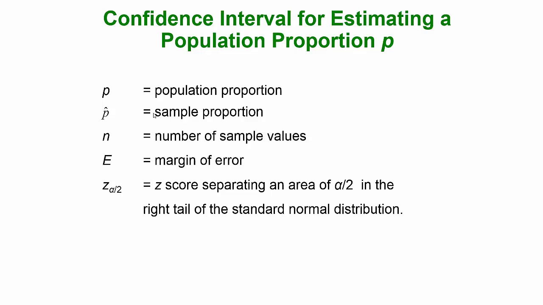Here's some notation we'll be using for our formulas. Lowercase p is the population proportion. p hat is the sample proportion. n is the number of sample values, or the total in our survey. E is the margin of error. And z sub alpha over 2 is the z-score separating an area of alpha over 2 in the right tail of the standard normal distribution. z sub alpha over 2 is a critical value, and it's associated with a given confidence level.